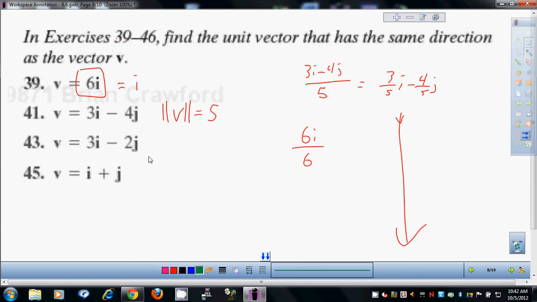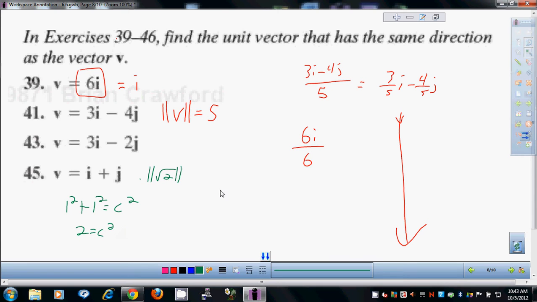Yep. You got it. 45. What's my magnitude? Square root of 2. Remember, it's 1 squared plus 1 squared equals c squared, so it's 2 equals c squared. Let me just write it out. 1 squared, therefore square root of 2.